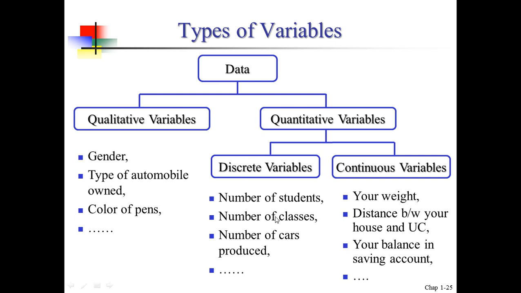But in terms of discrete, 2 cars, 3 bedrooms, 10 students in the class. These are examples of discrete variables.